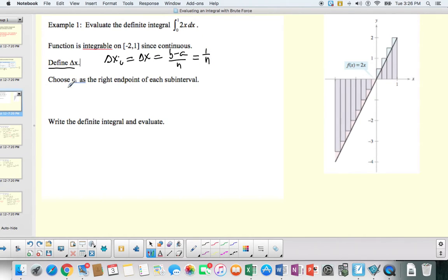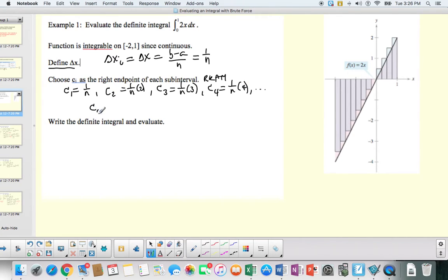Okay, the next thing is to choose your c sub i. So we're going to start with c sub 1 first, and we're going to use right endpoints. So my x-coordinate will be on the right-hand side, which will be 1 over n. C sub 2 will be equal to 1 over n times 2, so twice as long. C sub 3 will be 1 over n times 3. C sub 4 will be 1 over n times 4, and so on.